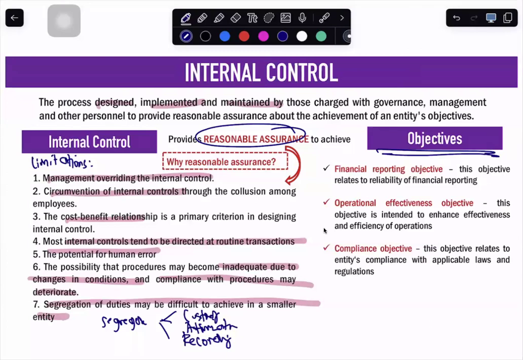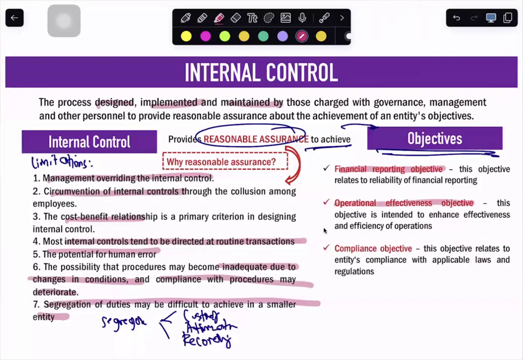Now, we said that internal controls provide reasonable assurance to achieve the objectives. So, to what objectives are internal controls directed? So first, we have your financial reporting objective. This relates to the reliability of your financial reporting, particularly in the preparation of your financial statements.